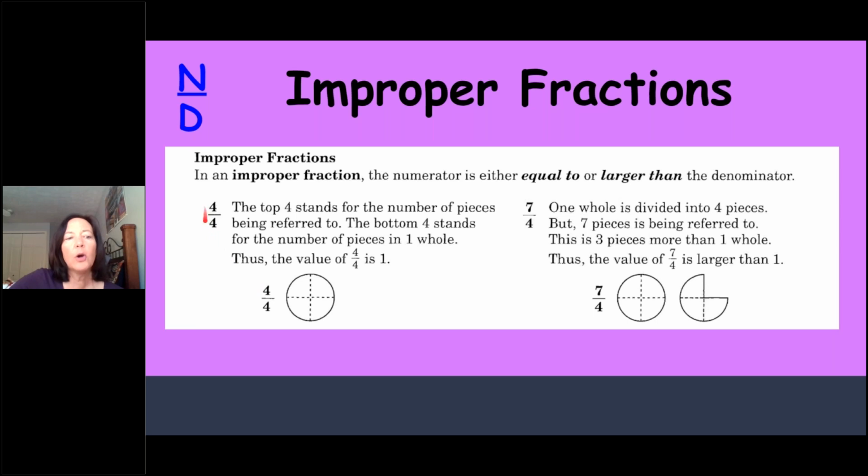If we had 4 over 4, that's just like saying we divided this pizza into 4. That would be a whole. Right, it's one whole. So 4 over 4 is the same thing as 1. Now the second example here, 7/4. So now we have a whole pizza plus some more. So what would the mixed number be for 7/4, Alicia?